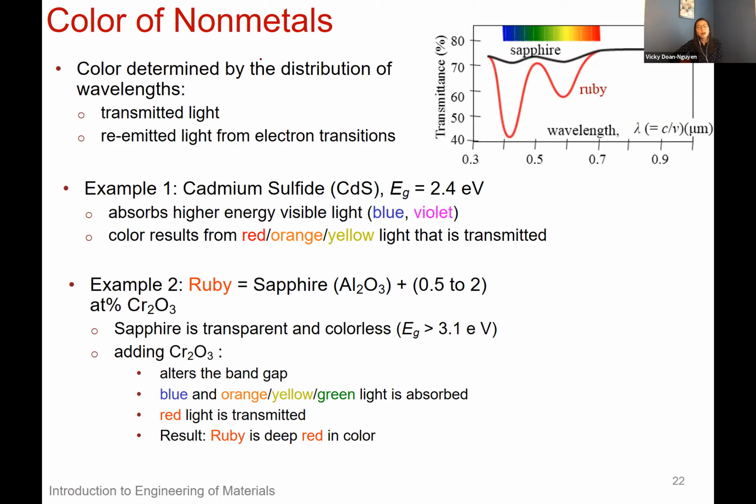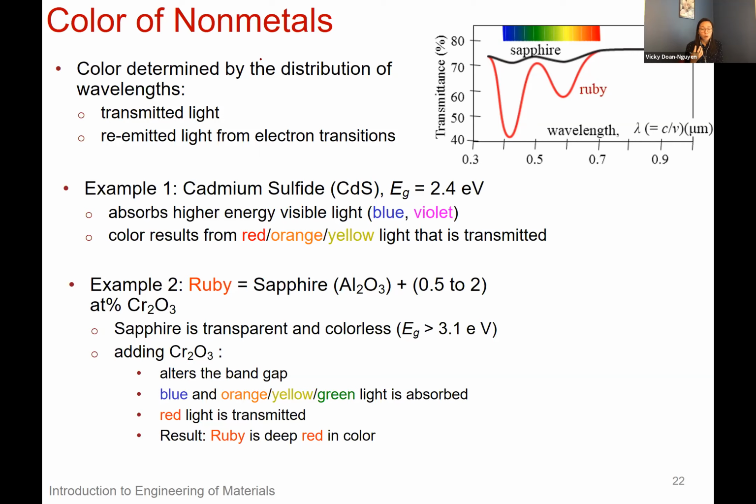Now let's talk about colors of non-metals. I should also say the color of metals is mostly a grayish hue, but of course, with the examples of copper and gold, you can have some color, and that's the plasmon frequency that you're experiencing. But for the most part, metals have this grayish tinge to them. For non-metals, the color is determined by the distribution of the wavelengths, right? So how much light is transmitted, and then the light that's re-emitted from the electron transitions, that's what you experience.